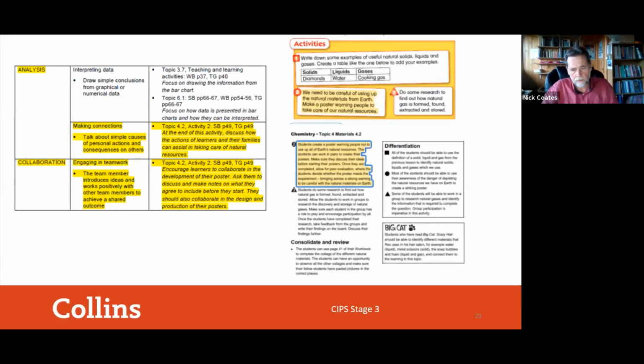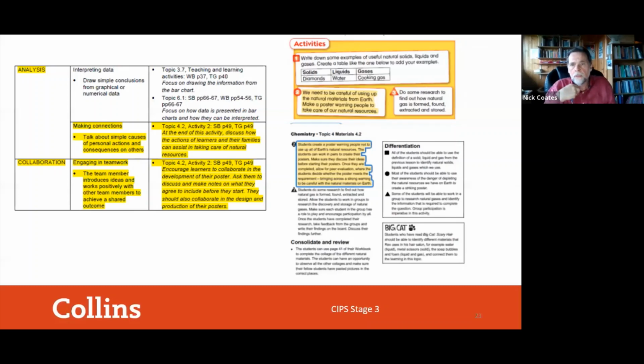Right, this is a fairly low level one. We're talking about primary stage 3 science. And you can see from the grid that the same activity is referred to twice on this page. So it's topic 4.2, activity 2, student book, page 49, teacher's guide, page 49. That occurs twice. And there you can see the learner's book activity and the teacher's guide and notes on the right there.